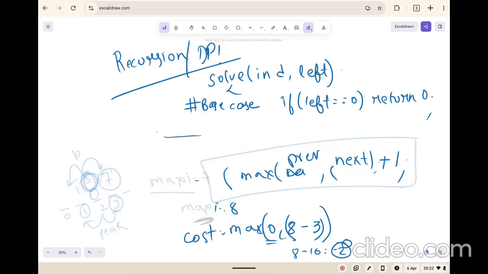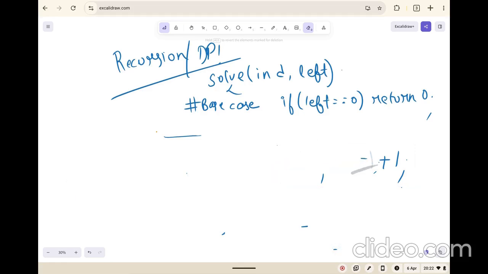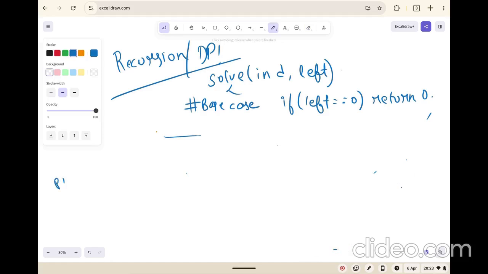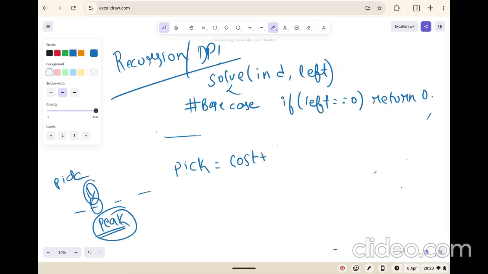Now let's try to understand what the next steps are. So we do know the cost. Now let's say you want to pick this element. What do we mean by we want to pick this element? That means that if you had, let's say, this element, you want to make it a peak, and so to make this a peak, we need to pick this element. So if you make this element a peak and you're picking this, you need to spend cost rupees, whatever the cost is, plus solve function will be called.